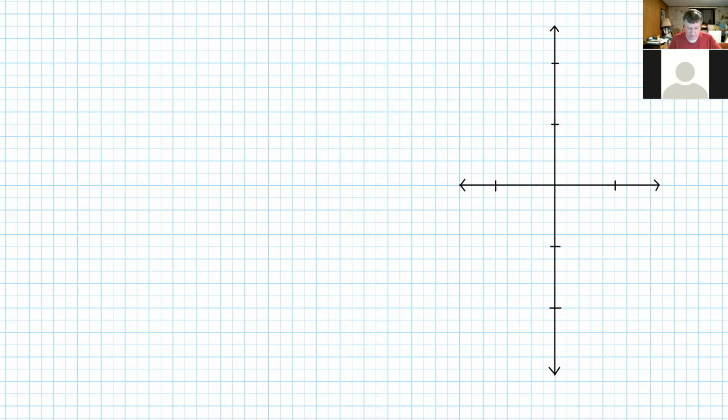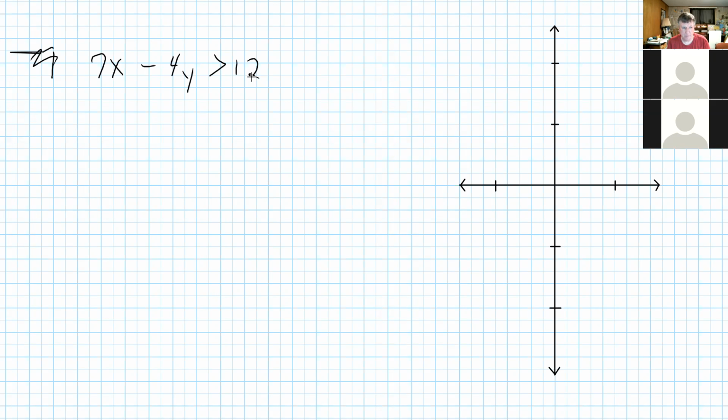We have the inequality 7x minus 4y is greater than 12. Marisol, do you want me to use the find 2 points method or the slope intercept method? I used the find 2 points. I got points 0, 3, and then my second set of points was 1 and 4.